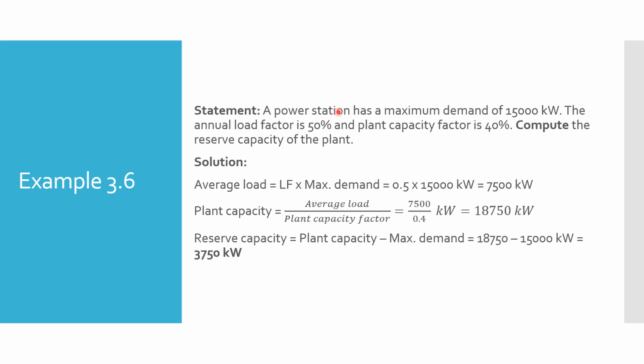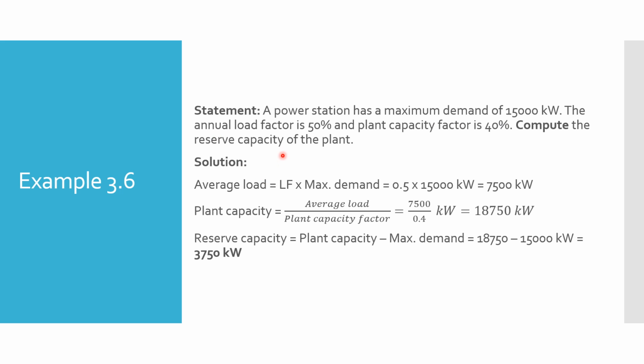A power station has a maximum demand of 15,000 kilowatt. The annual load factor is 50% and plant capacity factor is 40%. Compute the reserve capacity of the plant. So first of all, for any given problem, if you are given the load factor and maximum demand, you can easily calculate the average load. You have to find out the reserve capacity of the plant, which is very simply calculated by plant capacity minus the maximum demand. So maximum demand is given to you. You have to find out the plant capacity.